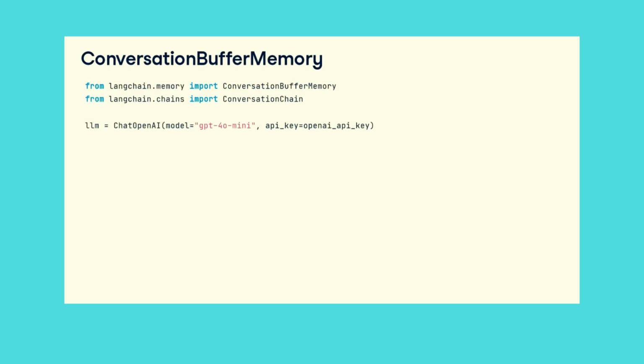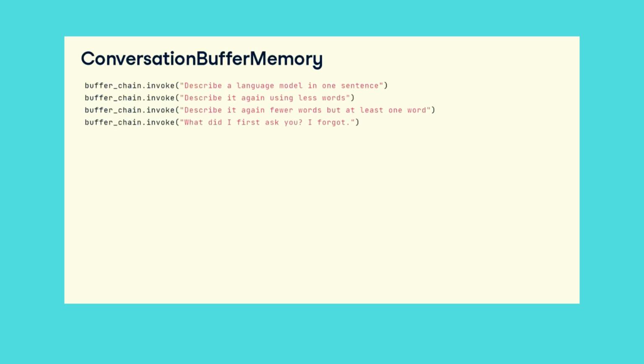Conversation buffer memory gives the application a rolling buffer memory containing the last few messages in the conversation. Users can specify the number of messages to store with the size argument, and the application will discard older messages as newer ones are added. To integrate the memory type into the model, we use a special type of chain for conversations: conversation chain.